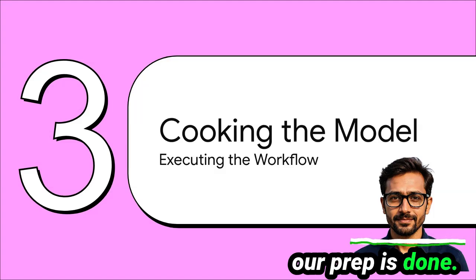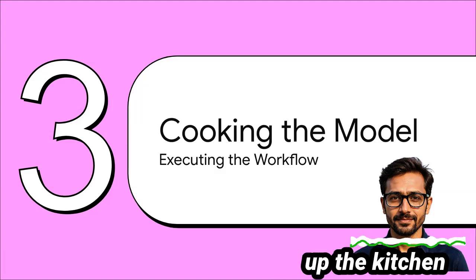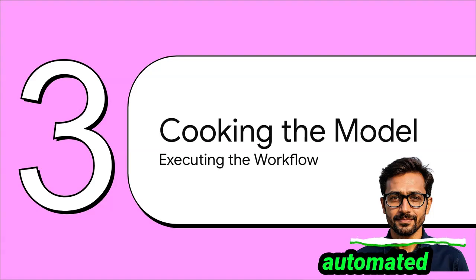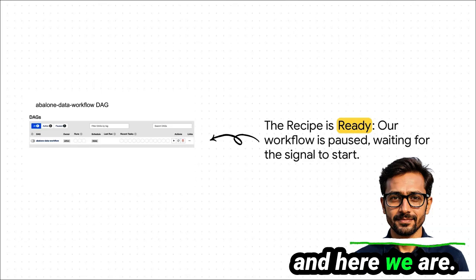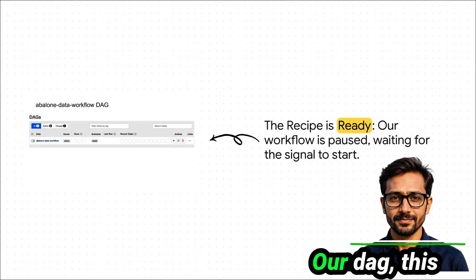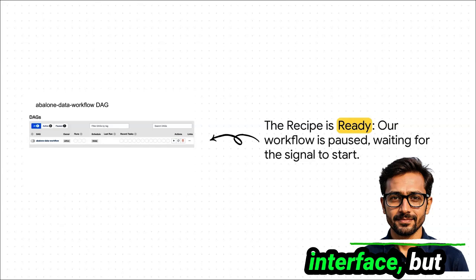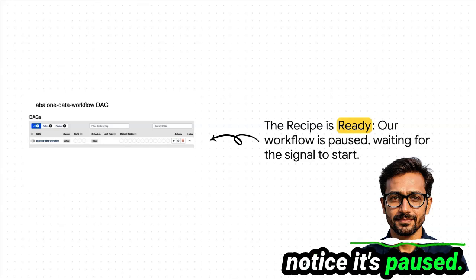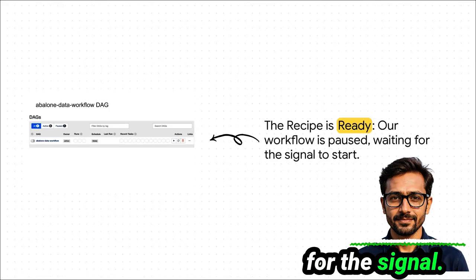All right, the moment we've all been waiting for. Our prep is done, our recipe is written, our ingredients are ready. It is time to fire up the kitchen and watch our automated system cook the perfect model. Let's see it in action. And here we are. You can almost feel the anticipation, can't you? Our DAG, this abalone data workflow, is all loaded up in the Airflow user interface. But notice, it's paused. The entire recipe is ready and just waiting for the signal.